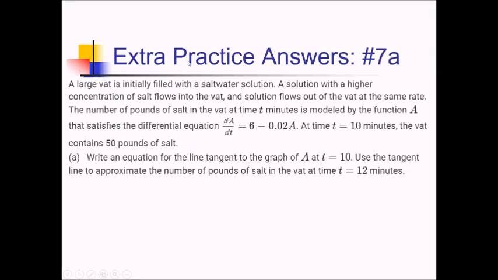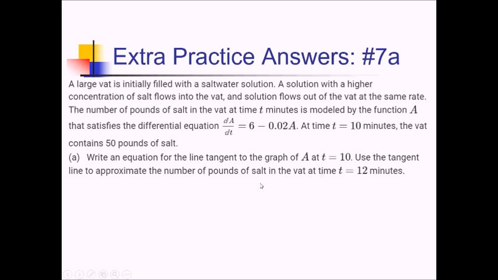For this problem, we have a large vat being initially filled with a saltwater solution. A solution with a higher concentration of salt flows into the vat, and solution flows out of the vat at the same rate. The number of pounds of salt in the vat at time t is modeled by the function A, which they're not giving us. They are giving us the derivative of A, though, which they're telling us equals 6 minus 0.02 times A, which is kind of interesting. At time 10, the vat contains 50 pounds of salt. The first task is to write an equation for the tangent line to A at time 10, and then use that to figure out approximately how many pounds of salt we have at time 12.